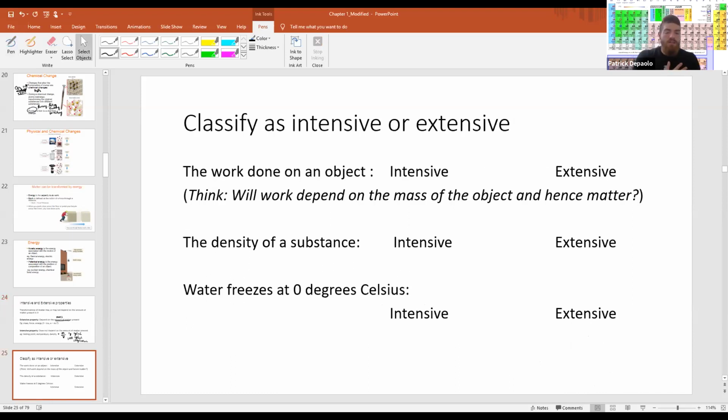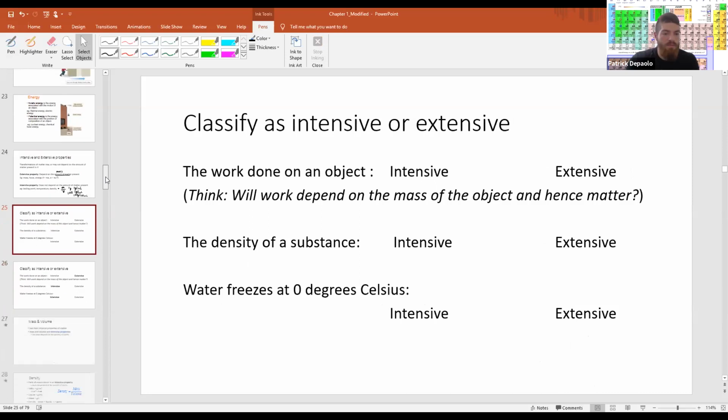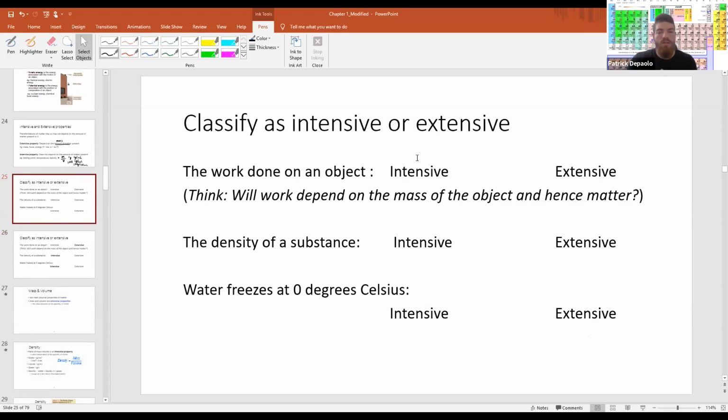All right. So intensive or extensive. Work done on the object. I'll just go through this, you don't have to answer these. Work done on the object is going to be extensive because the object matters, right? It could be a heavy object, and in that case, a different amount of work needs to be done.